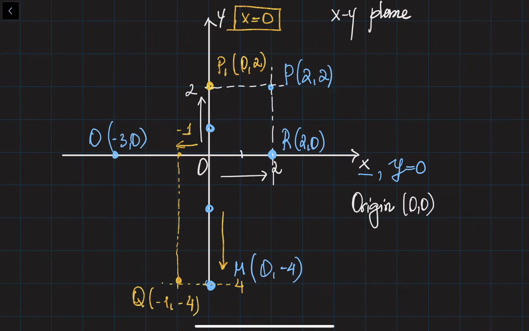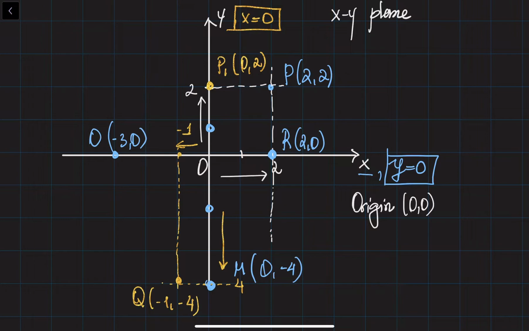Again, the x-axis is y equal to 0, and the y-axis is x equal to 0. So any line, the vertical line or the horizontal line, can be defined using this kind of equation. As you have already noticed, the system of denoting them is going to be defined by the y or x coordinates, right?